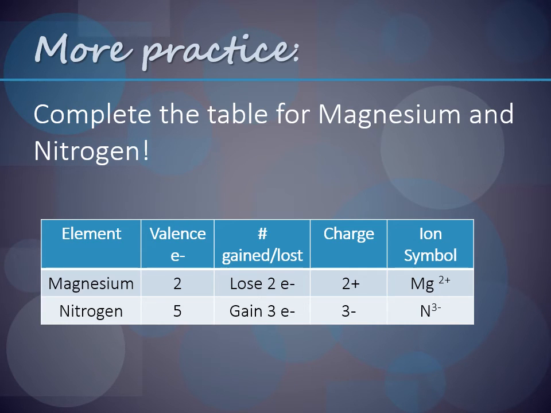Here we're looking at magnesium and nitrogen. If you pause the video and try this on your own, you should be able to get these answers as well. Valence electrons, so your electrons on your last shell, would be 2 for magnesium. That means magnesium is going to lose those 2 electrons because it's a lot easier to lose 2 electrons than to gain 6. So the charge is going to be 2 plus, and the ion symbol would be Mg2 plus. Okay, so try these out on your own and make sure you get those same answers.